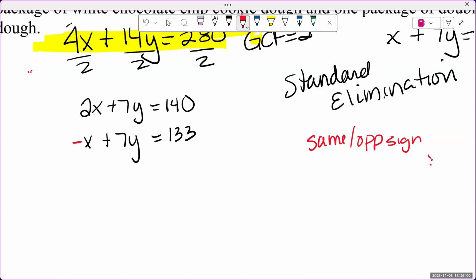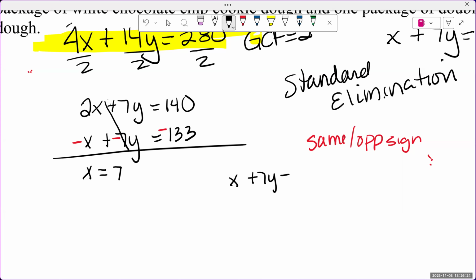So I'm going to multiply everything on both sides by -1 with another color so I remember that I did both sides. 2x plus -x is x. 7y, take away 7y is 0. 140 minus 133 is 7. Now my simplest equation is that one. Plug in x equals 7. Subtract 7 from both sides.